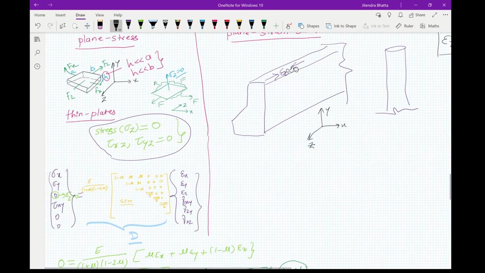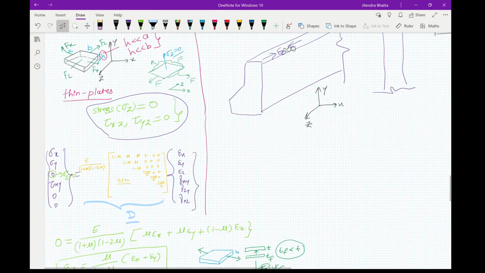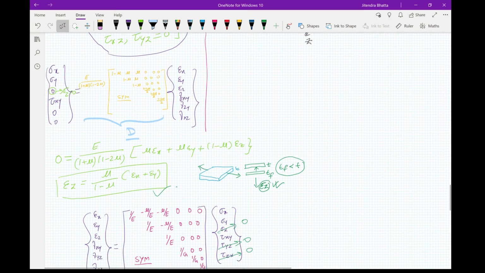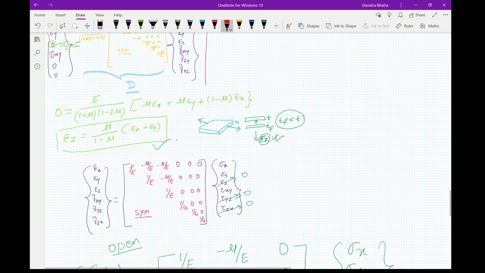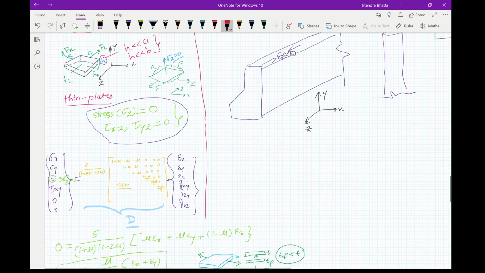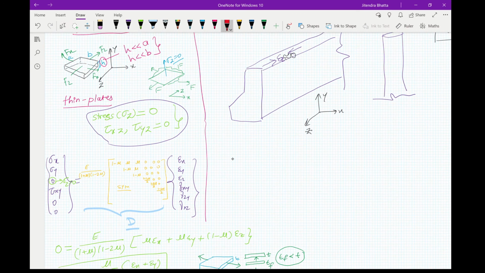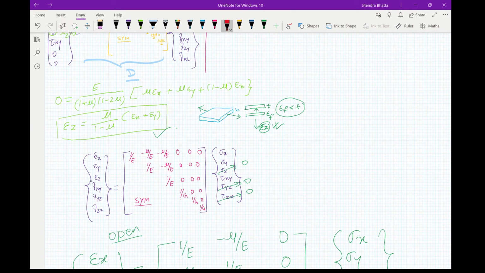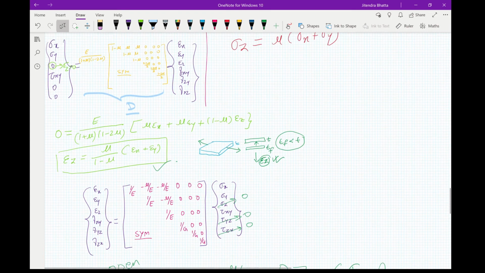So in this case, if you have this equation, you can substitute your EZ, gamma YZ and gamma ZX equals to 0, so what we'll obtain here will be sigma Z. There will be stresses along the Z direction but no strains, equal to mu times sigma X plus sigma Y. You can try this. It is a similar process to this one, but here you have to substitute your EZ equals to 0 and expand your EZ and you can get your sigma Z.